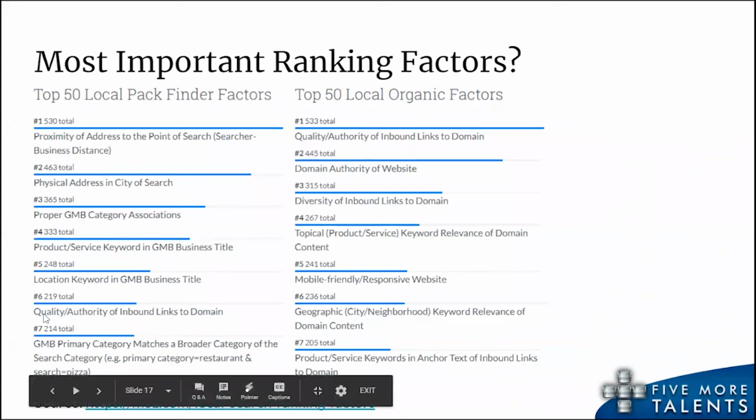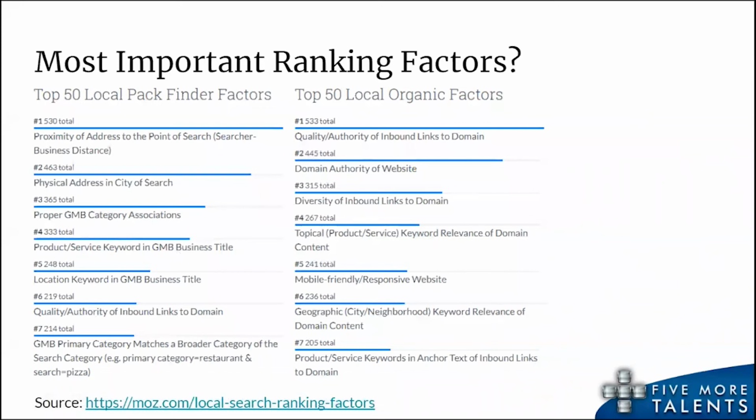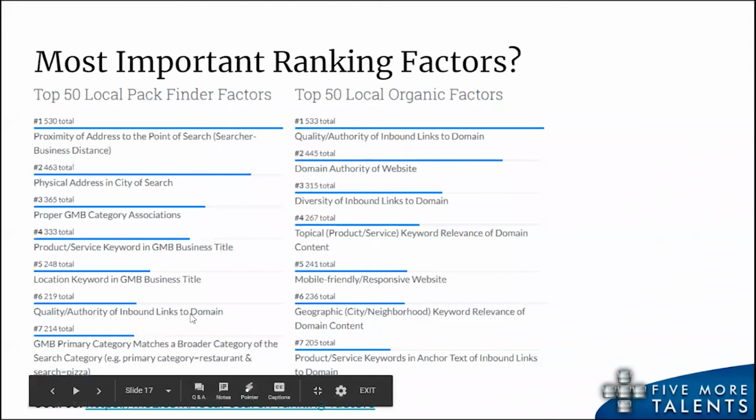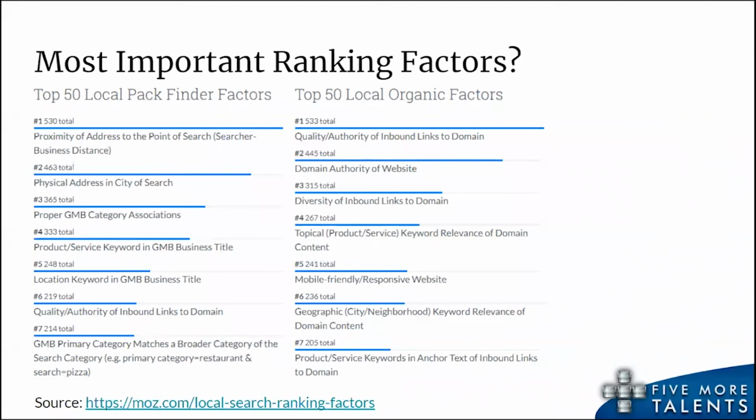These last two, number 6, quality authority of inbound links to domain. So this gets back to, again, why Google was originally called Backrub. It was called that because of that being a kind of a dorky way to talk about how Google's technology measures links back to your website.